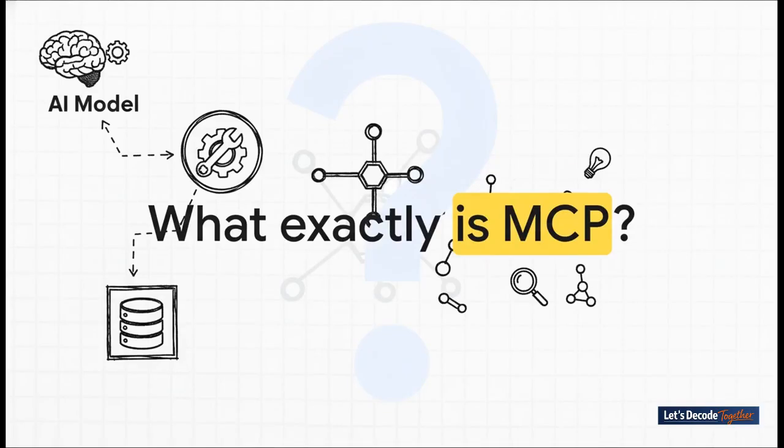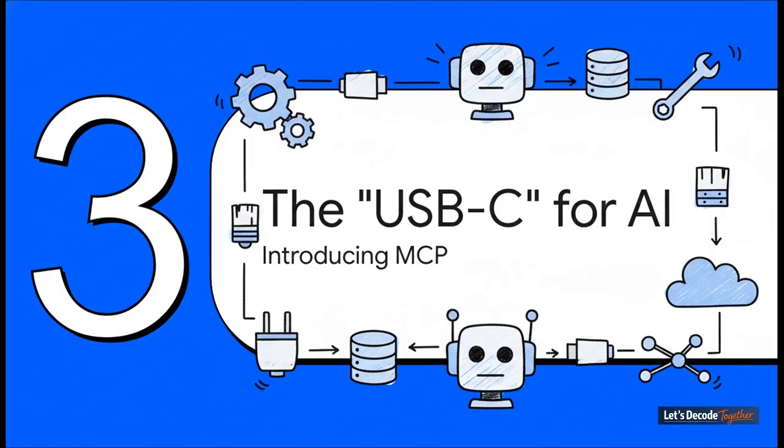So you've probably seen this acronym, MCP, popping up all over the place in the AI world, right? But what is it exactly? It's called the Model Context Protocol, or MCP for short. And honestly, the best way to think about it is as the USB-C for AI. It's a universal adapter, a standard plug that just lets any AI connect to any tool.